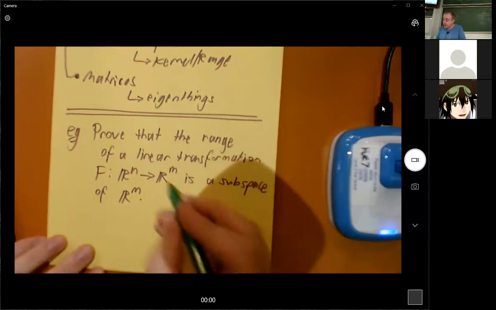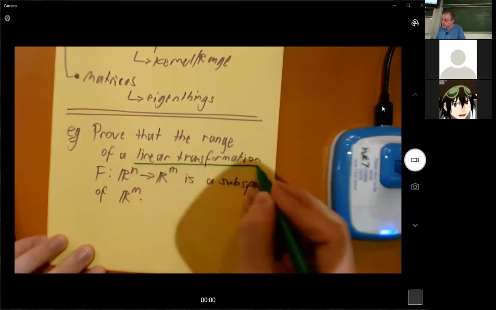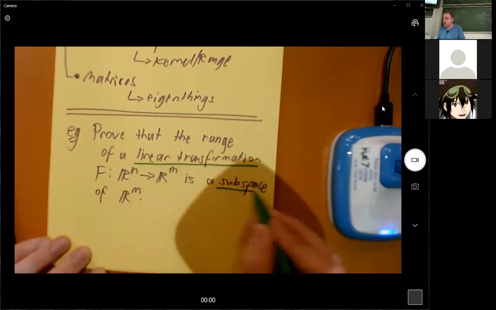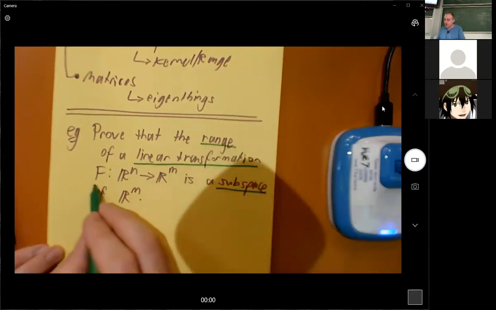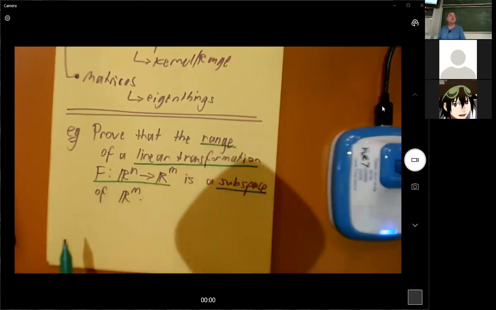So we need to know what a linear transformation is. We need to know what a subspace is. We need to know what the range is. And we need to know what this notation is telling us. That seems to be all of the words that are maths. I guess we need to know what Rm is. And all the other words are that, the, of, is, and of. So I think we're okay.